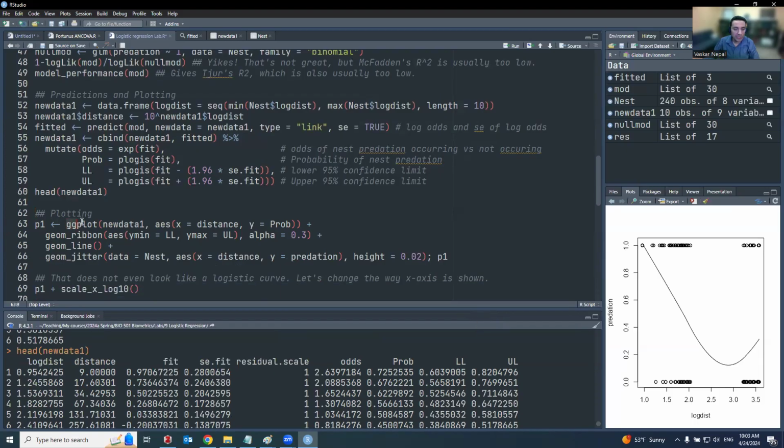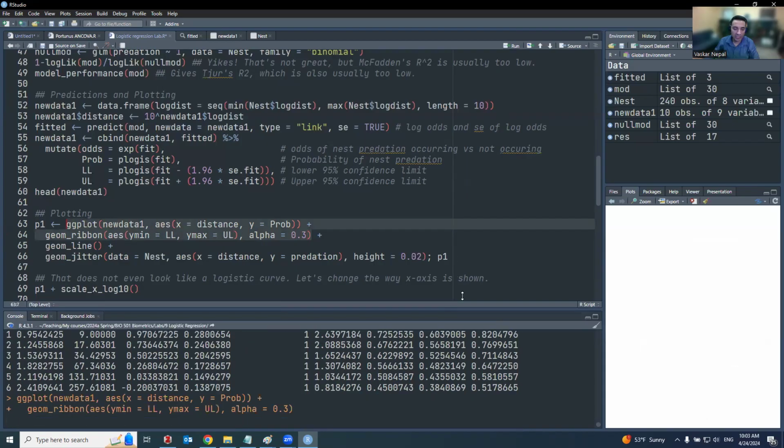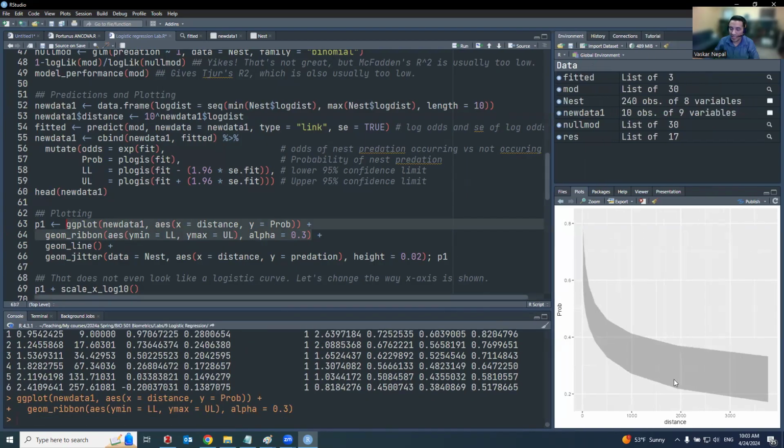To plot it, first we will start with the new data. On the x-axis, we'll put distance. On the y-axis, we'll put probability, which is prob. And then at the very bottom of that plot, I will add the ribbon for the 95% confidence band. For that, the band should have a minimum and a maximum in y, right? So the minimum is the lower limit, the maximum is the upper limit, and then I make it translucent by using alpha equals 0.3. Let's run this, and it creates a plot that looks like that.